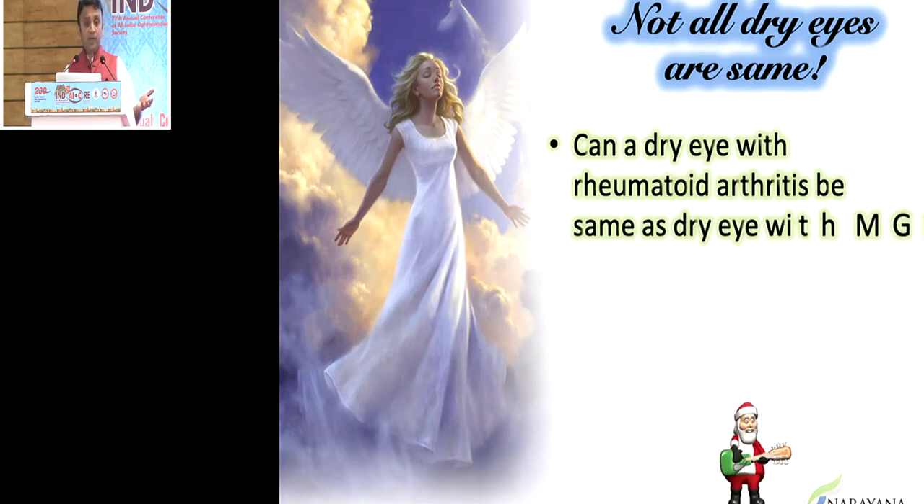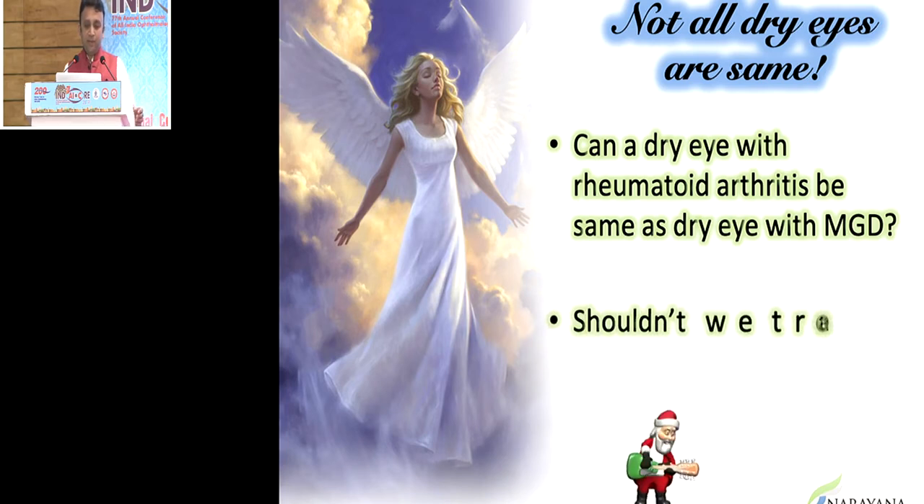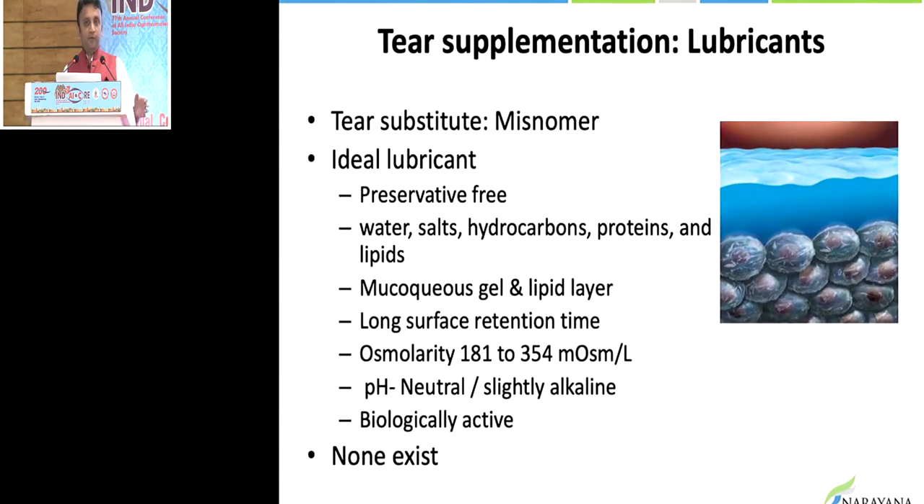So all dry eyes are not the same. We know that. How can a dry eye with rheumatoid arthritis be the same as dry eye with MGD? And still, we'll give the same lubricant drop and expect everything to be fine. Well, that does not happen. So we must understand that we need to investigate for the root cause of the problem.